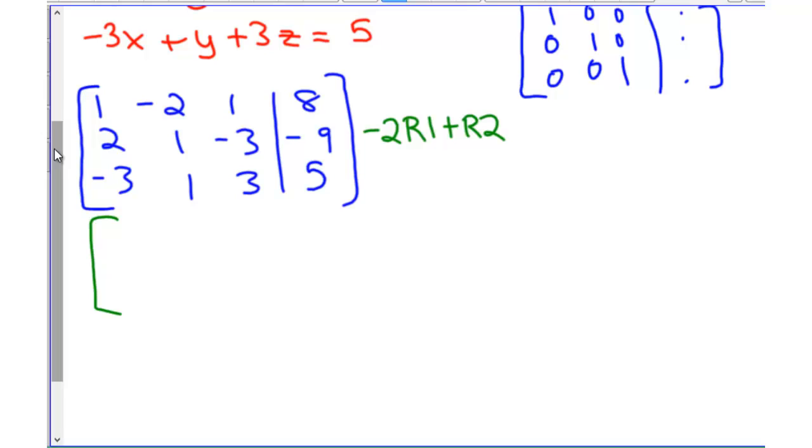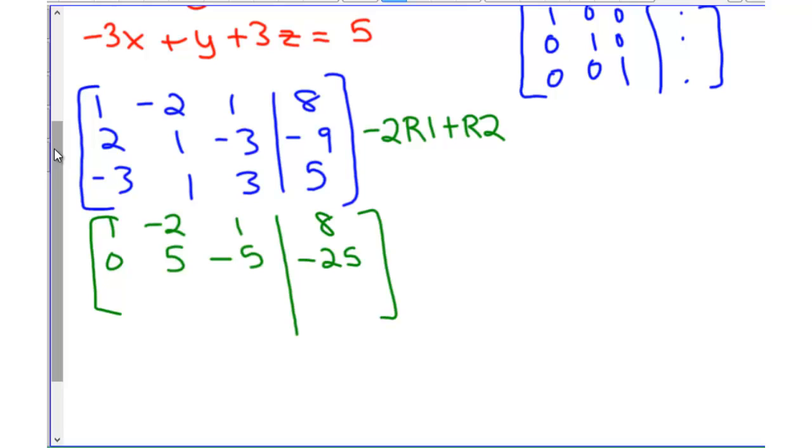Negative 2 times 1 plus 2 is 0. Negative 2 times negative 2 is 4, plus 1 is 5. Negative 2 times 1 is negative 2, plus negative 3 is negative 5. Negative 2 times 8 is negative 16, minus 9 is negative 25. The first row doesn't actually change, we just used it.